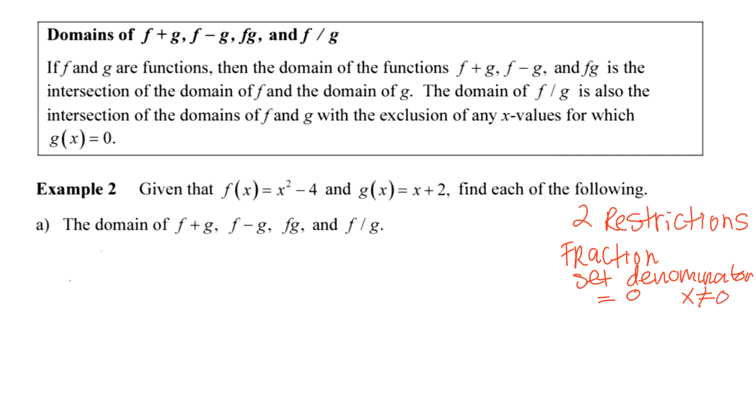And then the other restriction is when you have a radical, and that has to be greater than or equal to 0. And then your domain would be whatever number that is greater than or equal to 0. And then anything else that you have is all real numbers.